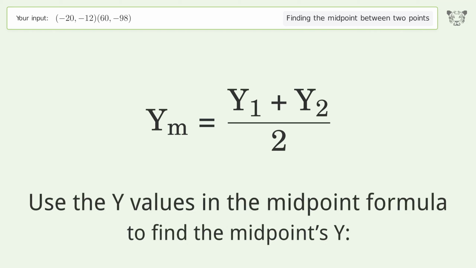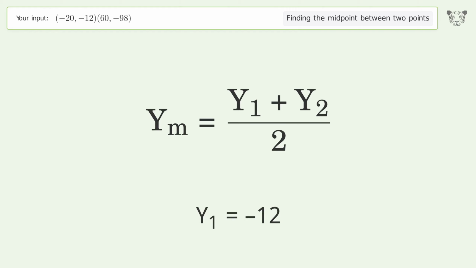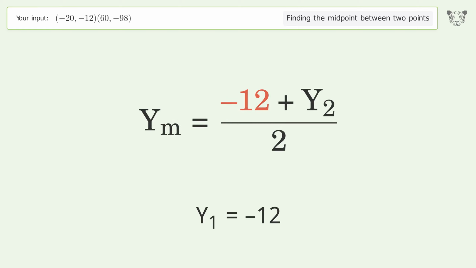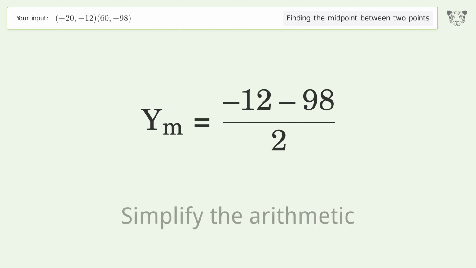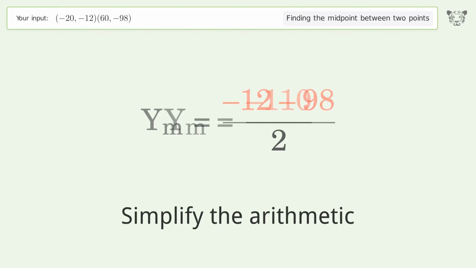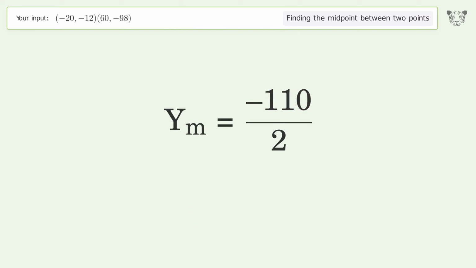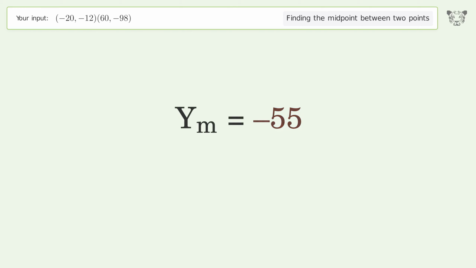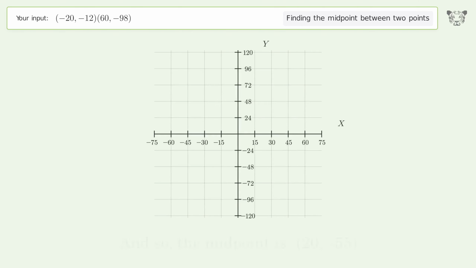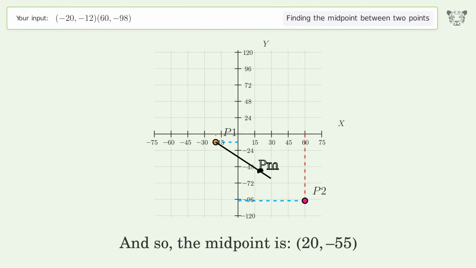Use the y values in the midpoint formula to find the midpoint's y. y1 equals -12. y2 equals -98. Simplify the arithmetic. And so, the midpoint is 20, -55.